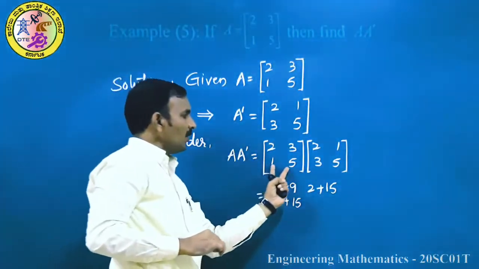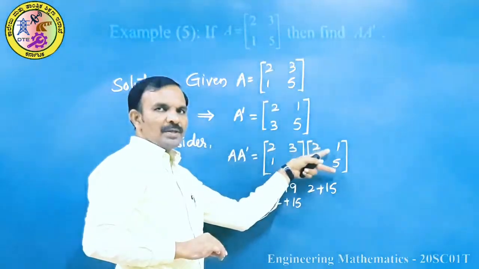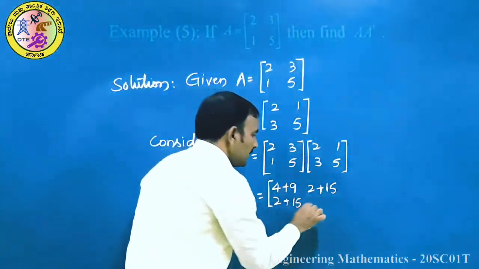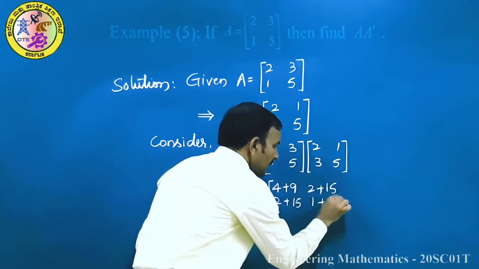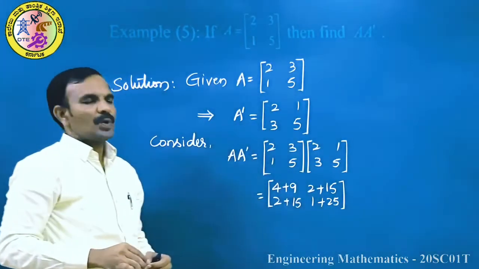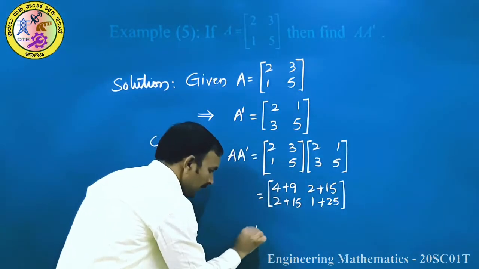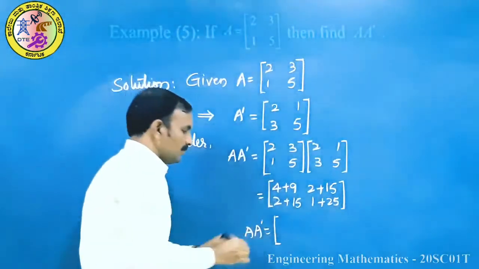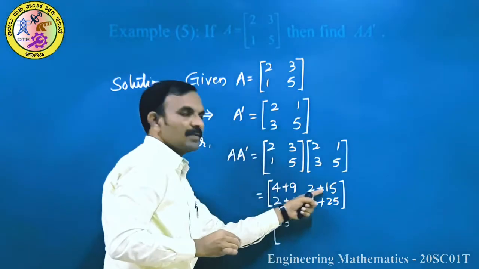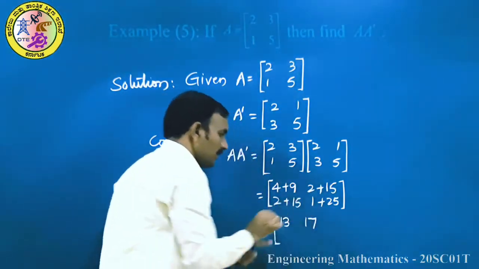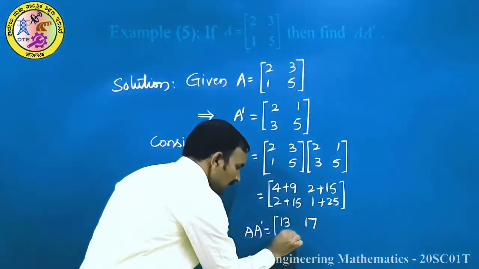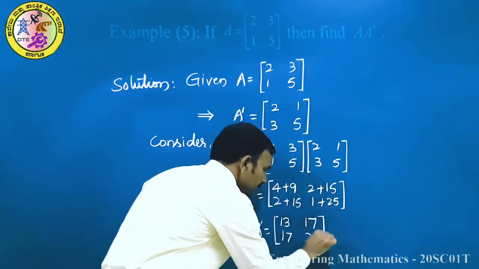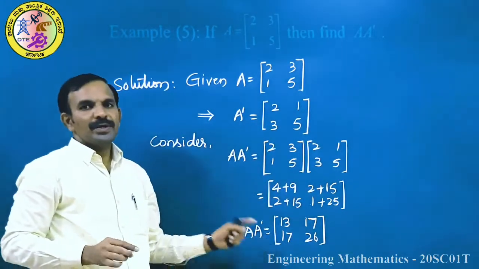Second row, second column: 1 into 1 is 1, 5 into 5 is 25, that is 1 plus 25. Add the elements. A into A dash: 4 plus 9 is 13, 2 plus 15 is 17, 2 plus 15 is 17, 1 plus 25 is 26. This is A into A dash.